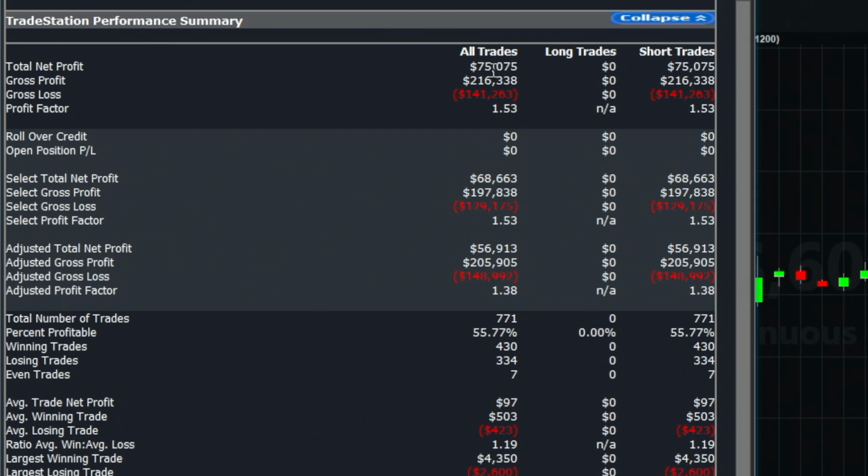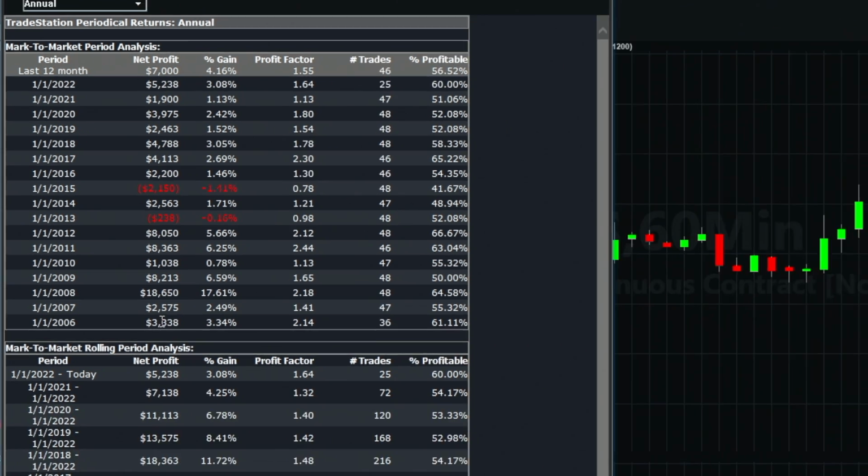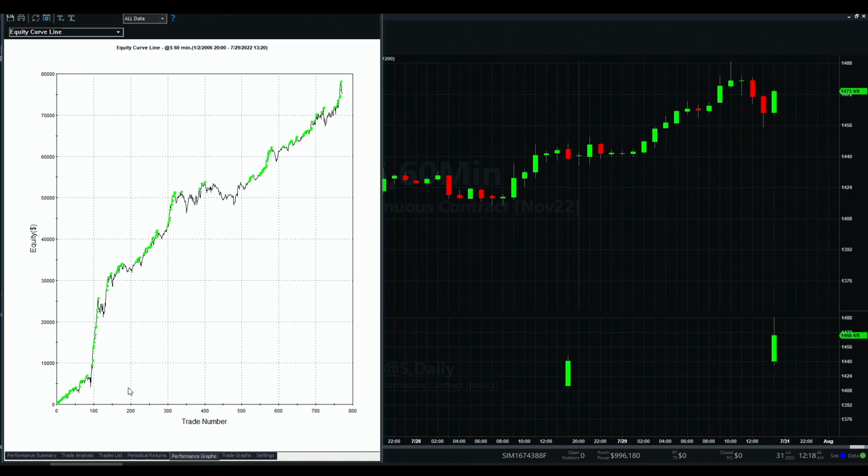We're making $75,000 without any filter. Average trade is $97. Periodical returns, now we have only 2 years that are losing money. So combining this pattern with the other pattern, we already know that we will enhance our equity curve. And the performance is amazing, and there is no filter introduced in it at all.